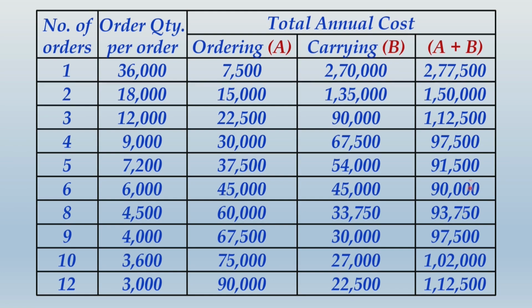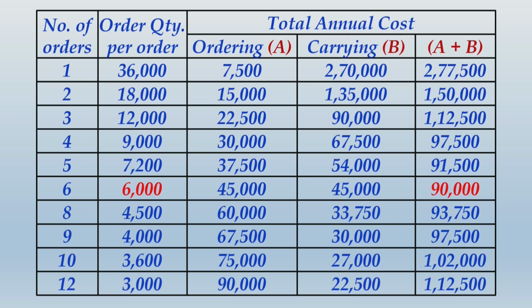So what should we aim at? We should aim at the lowest figure in this column, and that is this amount, 90,000. There is no amount lower than 90,000. So let me highlight this 90,000 as the lowest amount in the total cost column. At what quantity per order is this lowest cost happening? Look at the corresponding order quantity. It is happening at 6,000.